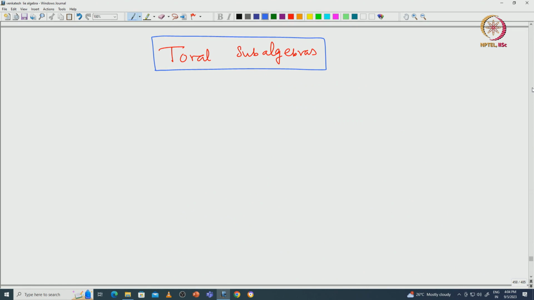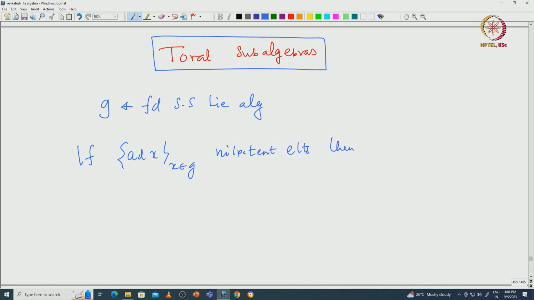Suppose you start with this G, which is, let us say, a finite dimensional semisimple algebra. Then if it consists only of ad nilpotent elements, that is, if ad x is nilpotent for all x in G, then using Engel's theorem we can conclude that G must be nilpotent.